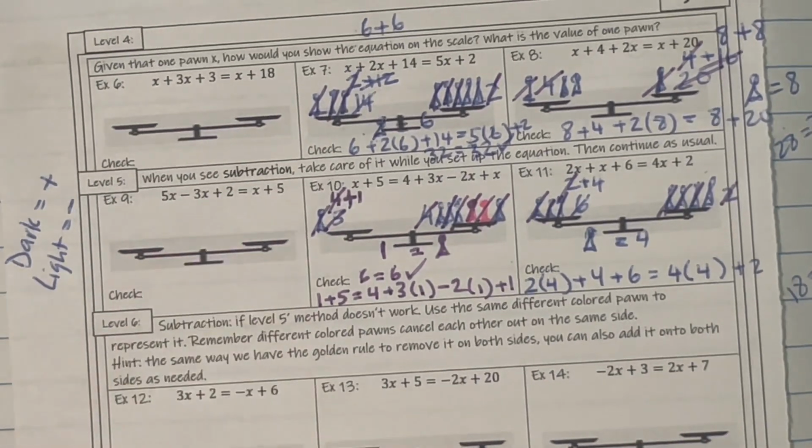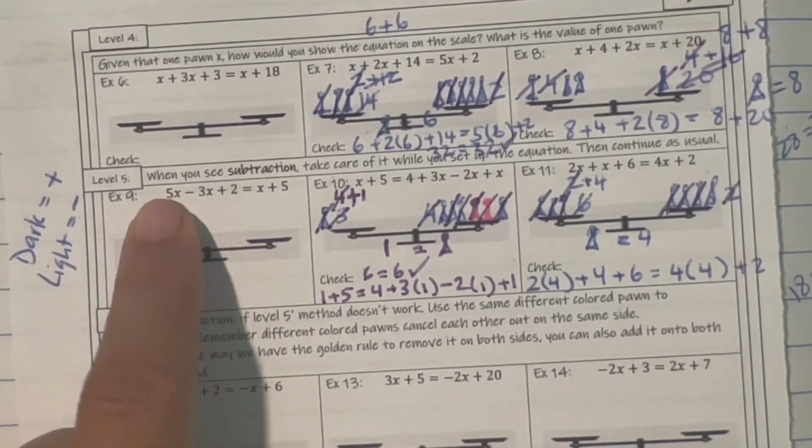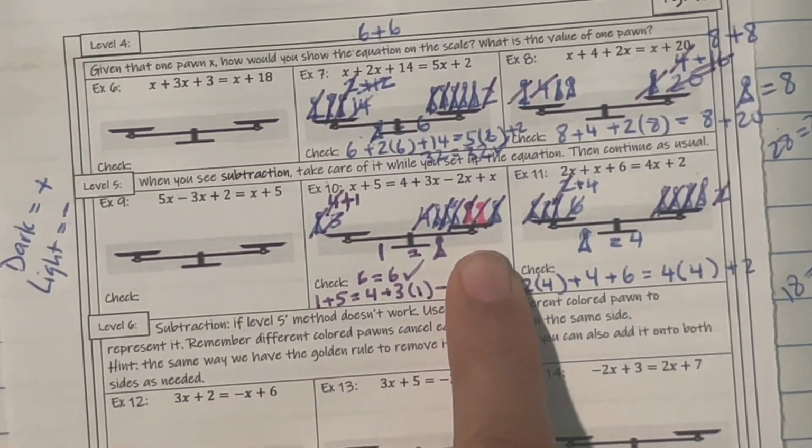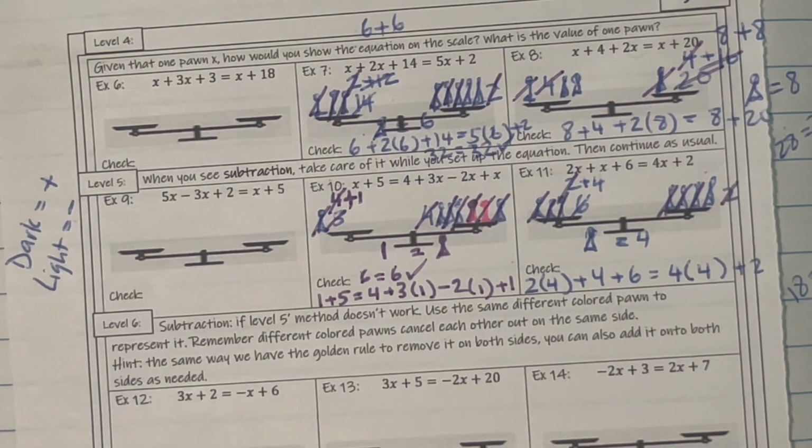All right, go ahead and try this. Remember, take care of the subtraction while you're there, so you can just set it up without putting the light color. We'll start doing that on level 6.